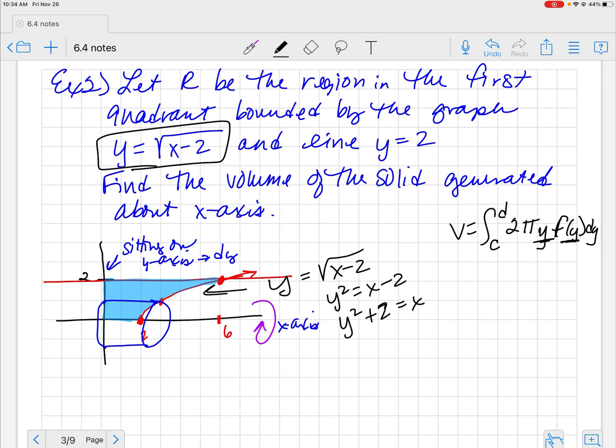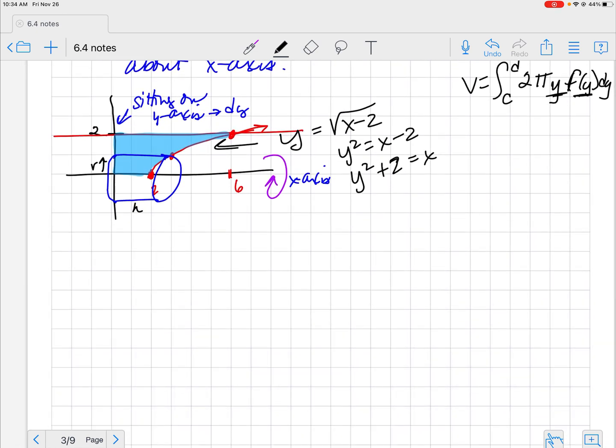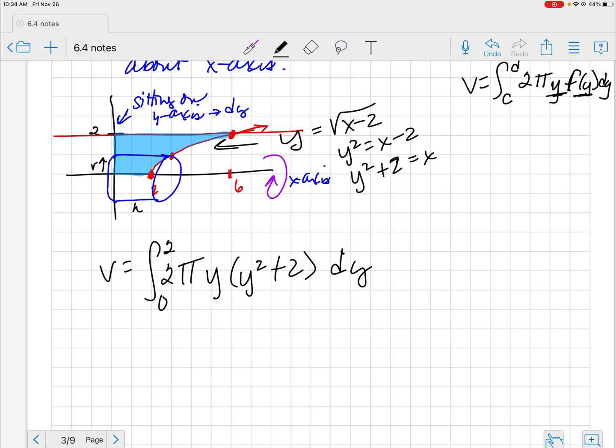Still 2 pi r h. This is going to be my height going forward, and this is going to be my radius, which is that y value. Okay, let's do it up right now. I'm going to scoot this up a little bit. I'm sitting on the y-axis. Everything is in terms of y, including my bounds. So from 0 to 2, 2 pi, r, which is y in this instance, and then the height is going to be my function, which is y squared plus 2 minus 0, because it's on that axis, right? dy. So it doesn't matter. You literally solve it the exact same way. Whichever axis you are sitting on, that's where all your variables, all of your terms need to be.